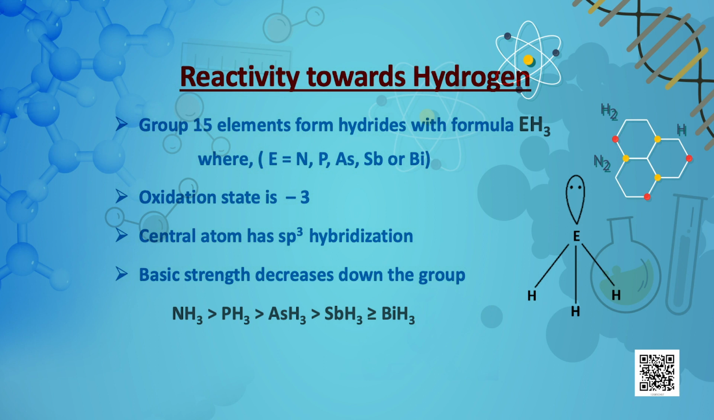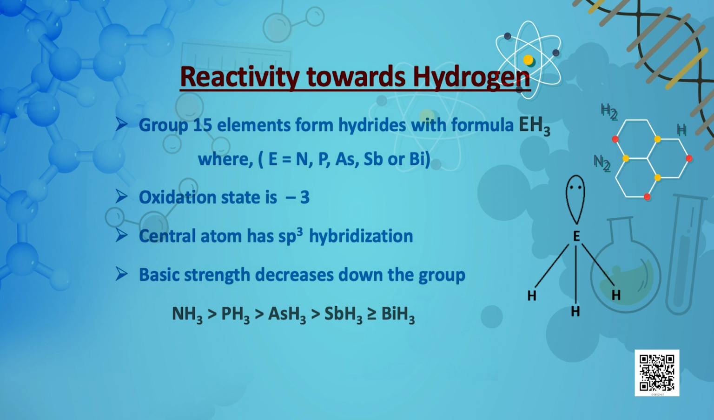All members form hydrides with formula EH3, where E can be nitrogen, phosphorus, arsenic, antimony or bismuth, and they are in the oxidation state -3. The hydrides show regular gradation in their properties. Central atom has sp3 hybridization, but geometry is distorted due to the presence of lone pair.